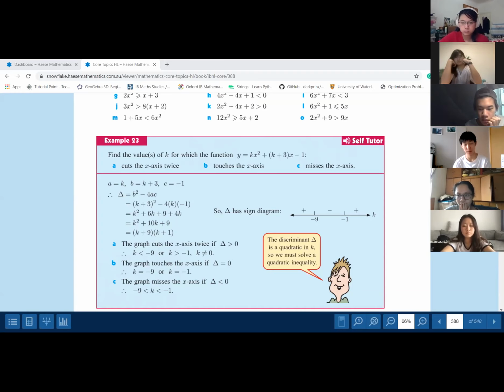Okay? From -9 to 1. So you have to write it in the form of combining inequalities: -9 less than k less than -1. Do we need to put the condition k is not equal to 0 here? Karen, do we need this? Remember this additional condition. Do we need to put it in the third one?